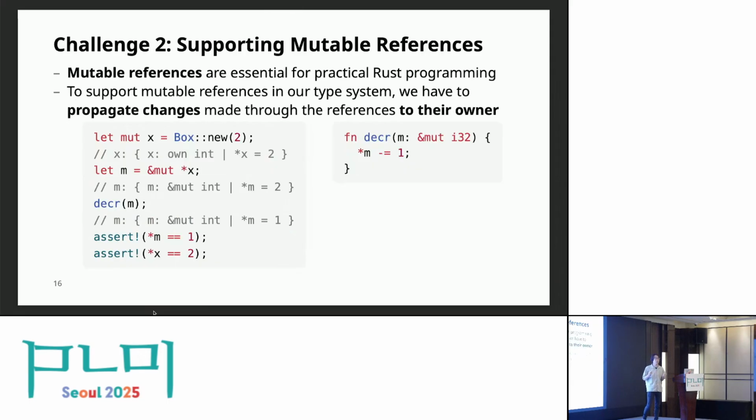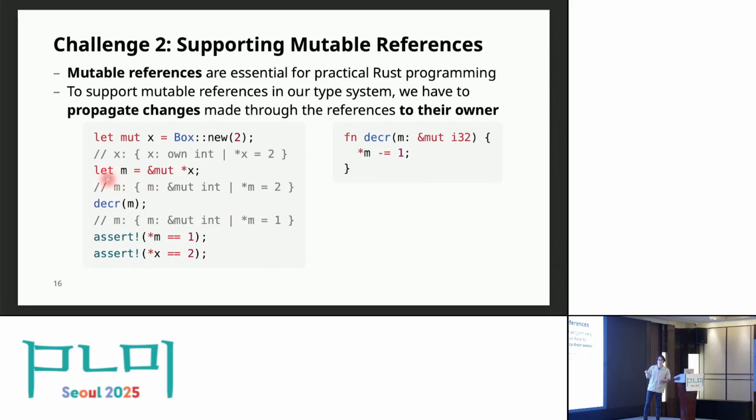But we have another challenge. This is mutable references. Mutable references are also essential for practical Rust programming. But we need to propagate changes made through references to their owner to support mutable references. In this example, we have a mutable reference m that points to x, and in some way, this type system can give m a type that equals 2.